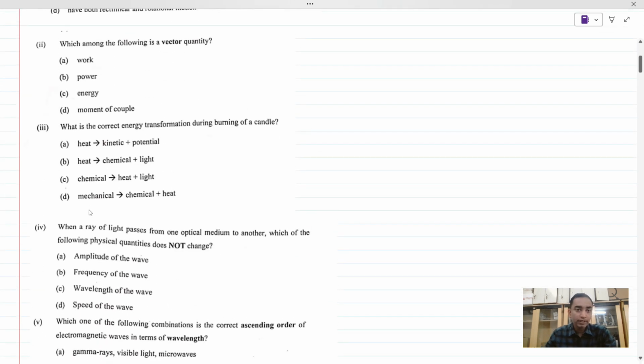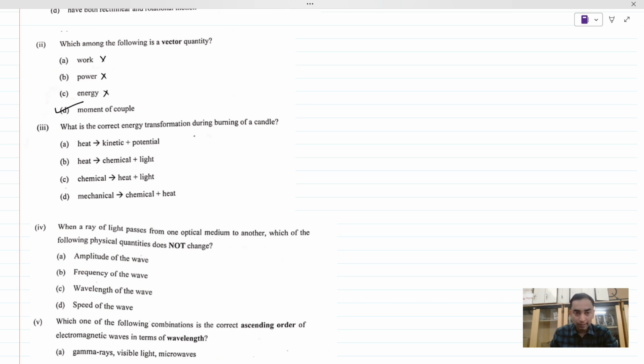Which of the following is a vector quantity? Work is definitely a scalar. Work upon time is power, scalar. Energy is scalar. Moment of couple is basically the sum of two torques, right? And the torque is a vector quantity, so this is our correct answer.